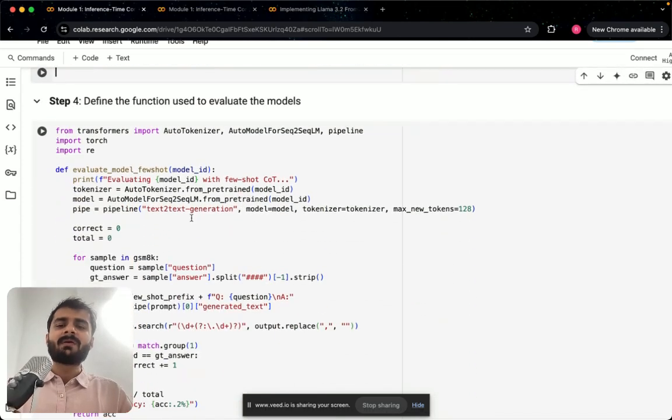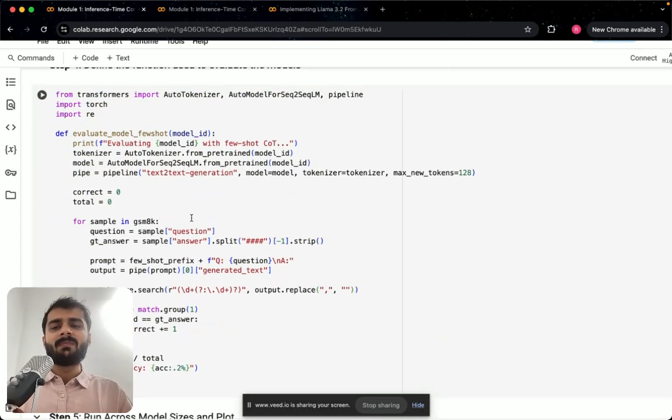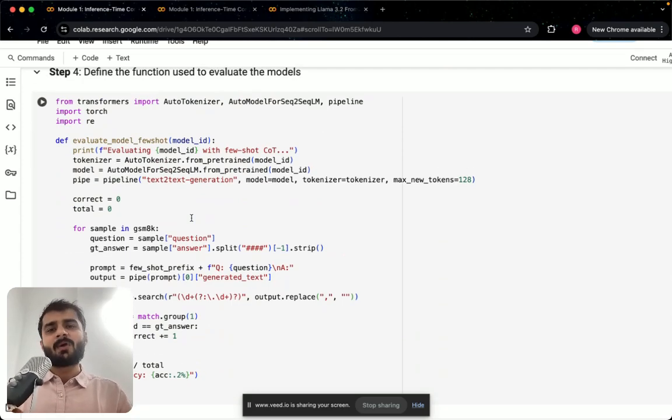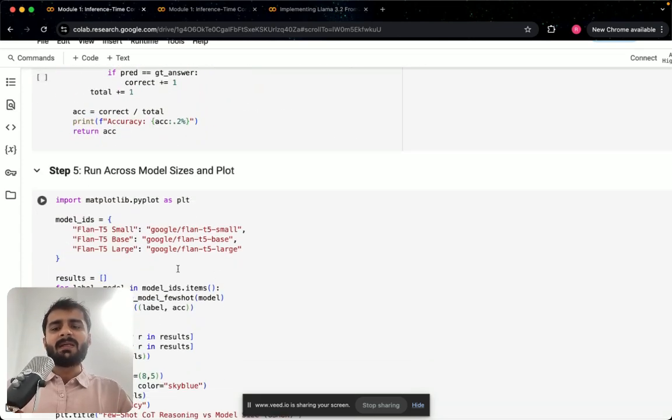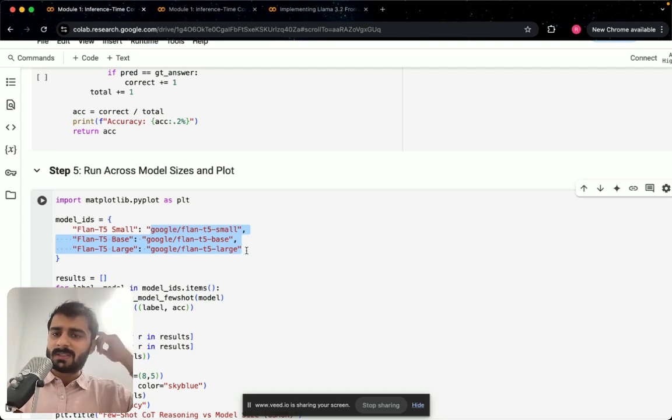Then here I have written a function which can be used to evaluate the models. Is my model giving a correct answer on the GSM 8K dataset or not? And then finally, I will plot. As you can see here, I have taken these three different models. I always choose models which are open source and have no gating restriction from Hugging Face, so it becomes very easy to use them in Google Colab.